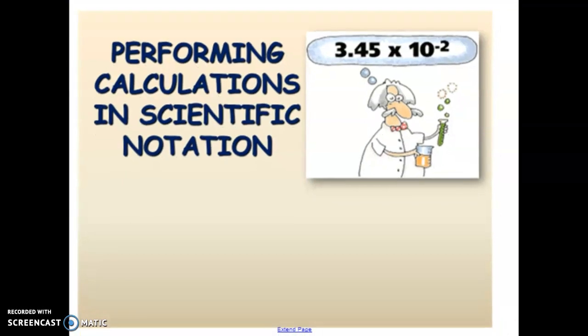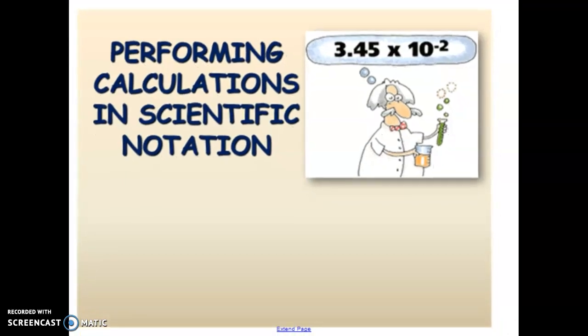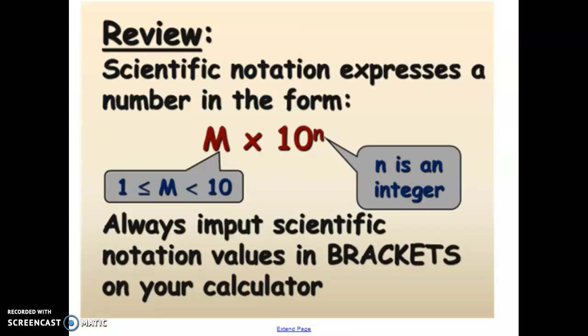All right, so we're going to take a look now at using scientific notation numbers within calculations. First of all, to review, scientific notation is used when you have a number that is either much larger than 10 or smaller than 1. The format is always the same, right? You have a number between 1 and 10, times 10 to an exponent that is a whole number integer, positive if you're moving the decimal to the left, or negative if you're moving the decimal to the right.